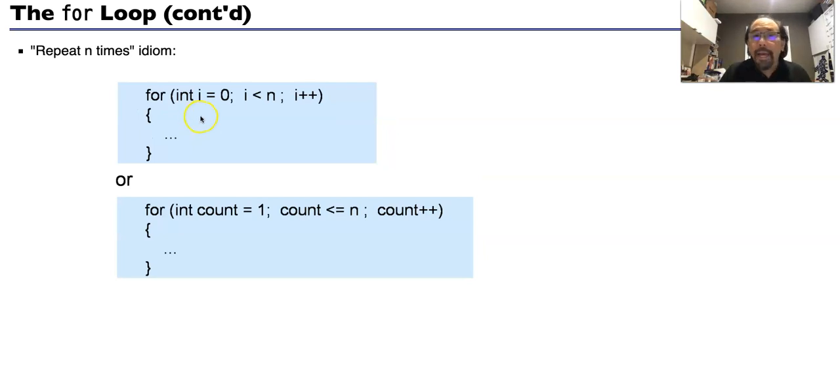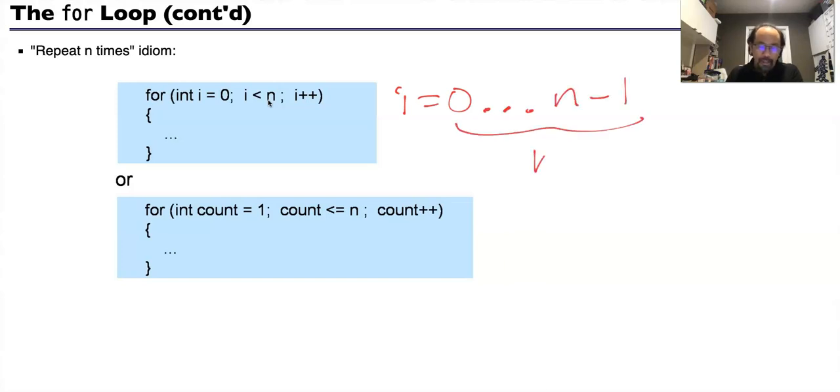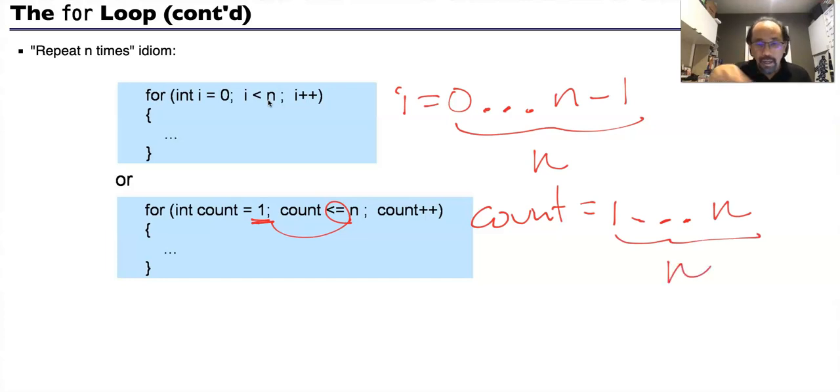Now, there are some important patterns that you need to recognize. When you see i is equal to 0 and i is less than n, we know the following. We know that i begins at 0, increments by 1 all the way up to n minus 1, and what that means is we are iterating n times. Now, we could also start with a value of 1, so count is equal to 1, and then we increment by 1 all the way up to n, and of course that will also be a loop of n.